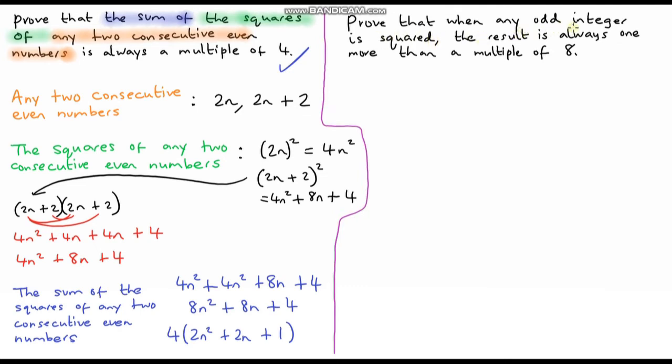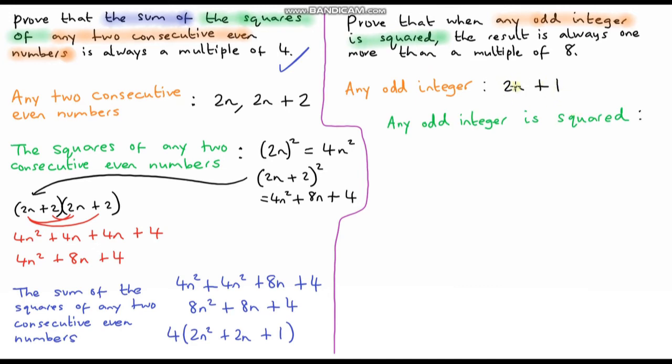Prove that when any odd integer is squared, the result is always one more than a multiple of 8. So, when any odd integer is squared. Well, first of all, what is an odd integer? So if we say that 2n is an even integer, well, to make this an odd integer, we just need to add on 1. So any odd integer, we can write that as 2n plus 1. So when this odd integer is squared, we need to square this integer. So we're going to take 2n plus 1 and we're going to square it.